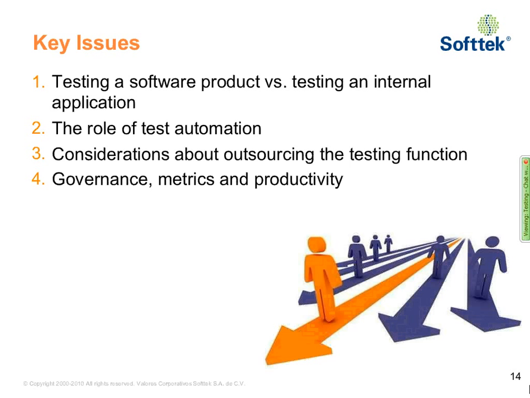So the 4 key issues that we selected for today are testing a software product versus testing an internal application. That's issue number 1. Issue number 2 is the role of test automation. There's this perception in the industry that, well, the more automated your tests, the better and the most productive. So we want to hear your perspectives on that.